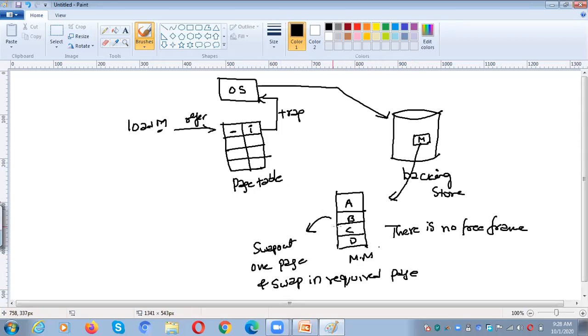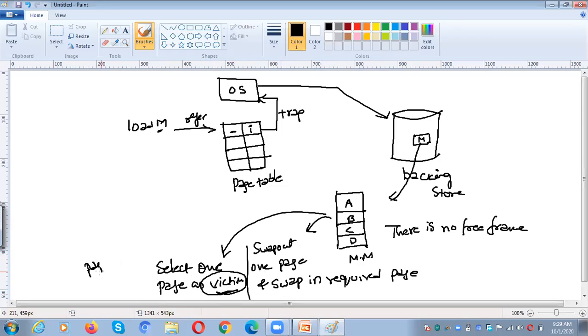For example, in this particular case, we have 4 pages in the main memory. Out of those 4, we need to select one page as the victim. In order to select this victim page, we need to run the page replacement algorithms. Which page we need to take out from the main memory will be decided by the page replacement algorithms. So we need to replace one page with the required page.